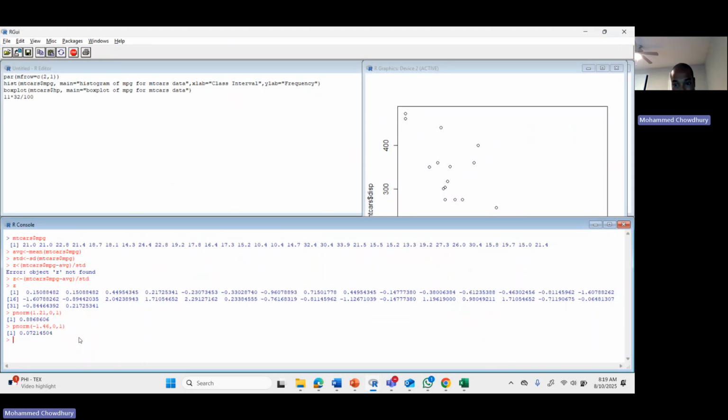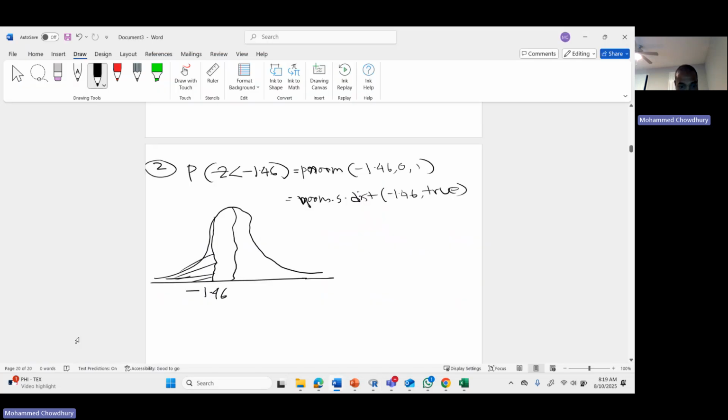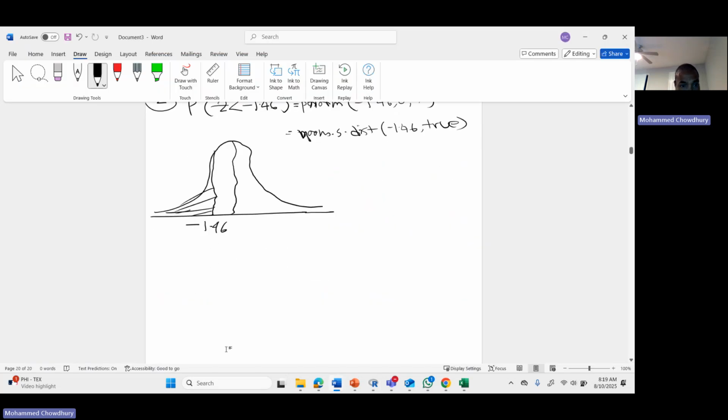Okay, so I have given you two examples of this. Now you can compute these things.